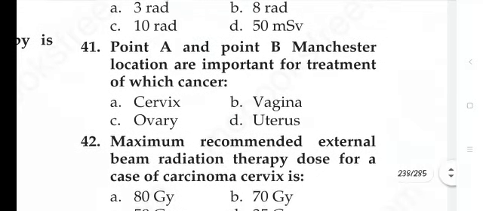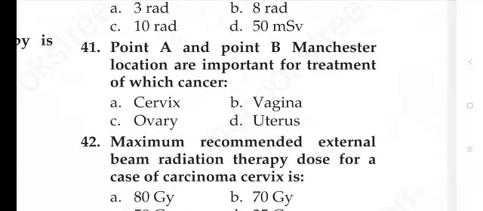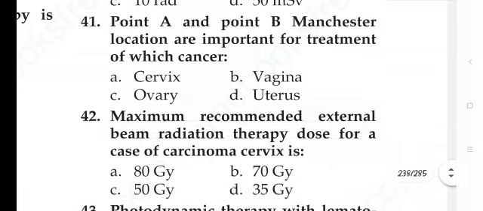Next question is point A and point B Manchester location are important for treatment of which cancer? Options are option A, cervix, option B, vagina, option C, ovary, and option D is uterus. The answer of this question is option A, that is cervix.